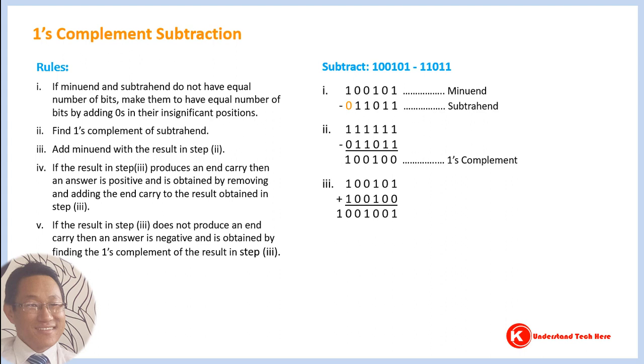Now we need to apply rule 4. What does rule 4 say? It says if the result in step 3 produces an end carry, then the answer is positive and is obtained by removing and adding the end carry to the result in step 3. Here we have an end carry. So according to the rule, we have to remove this end carry and add it. On adding the end carry, we get this. Note, rule 5 does not apply here. This is the final answer.